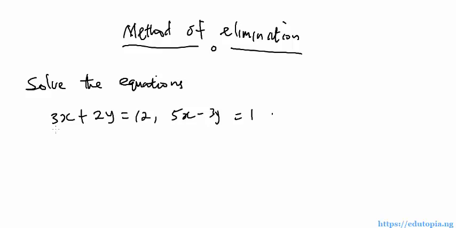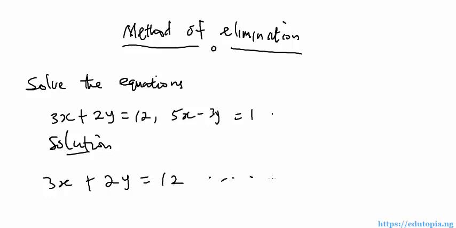So now let's see all the jargon I've just said in action. Now we're given this problem to solve: 3x plus 2y equal to 12, 5x minus 3y equal to 1. So let's proceed. Solution: 3x plus 2y is equal to 12. This is equation 1, and then 5x minus 3y is equal to 1, and this is equation 2.